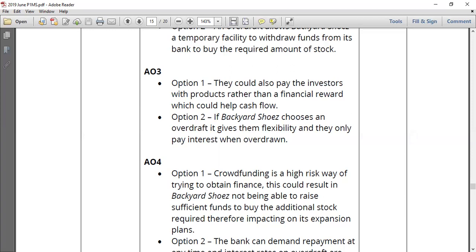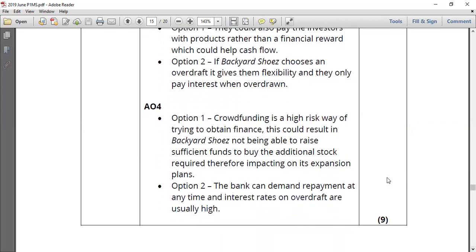And you can see the option 1 evaluation point, AO4. Crowdfunding is, however, a limitation point. Look at the one limitation given here: crowdfunding, however, is a high risk way of trying to obtain finance. It's a high risk method because sometimes some projects fail. Sometimes people don't like to invest. It takes some days. Some projects are very attractive; we have to provide a very good video to attract the people. But sometimes it's very high risk. There are two sides. Sometimes it works out, sometimes it's not working. Some people are not investing in some poor projects, right? So this could result in Backyard Shoez not being able to raise sufficient funds to buy additional stock required, therefore impacting on its expansion plans.